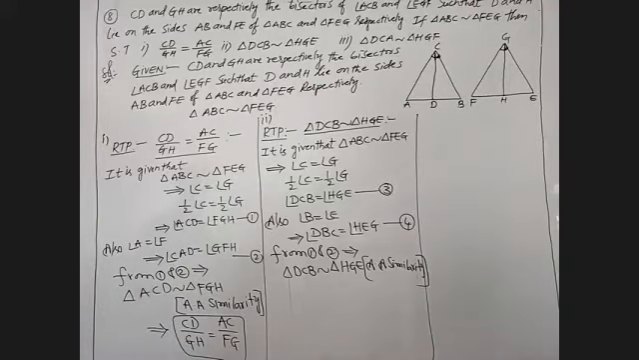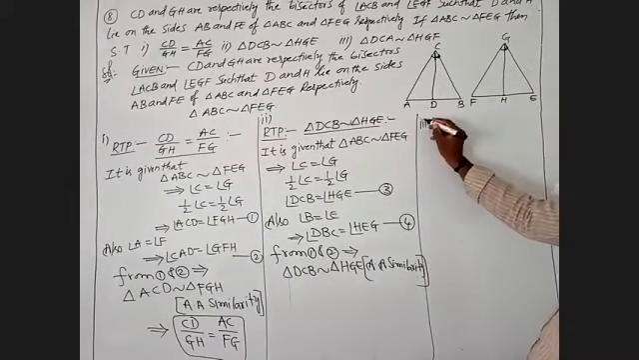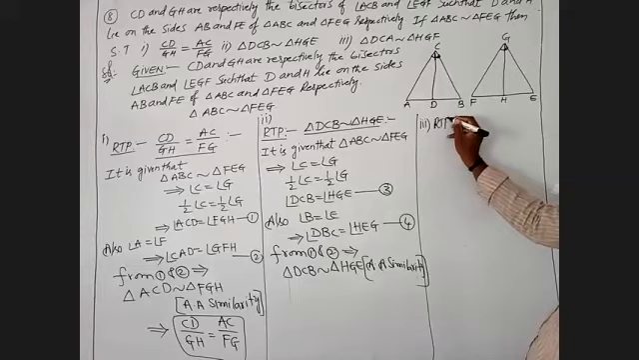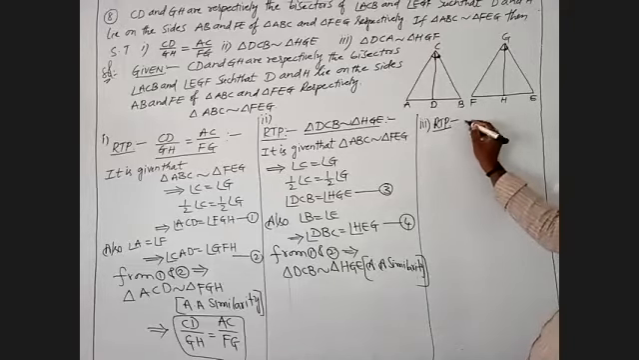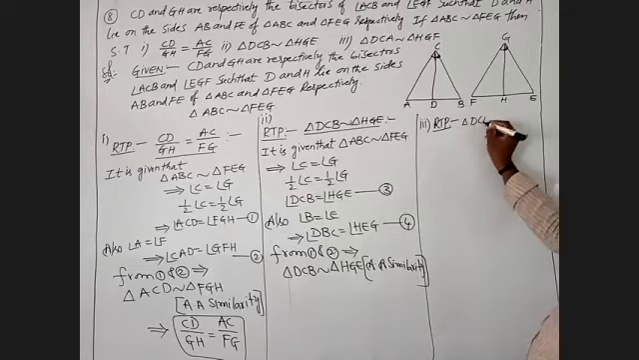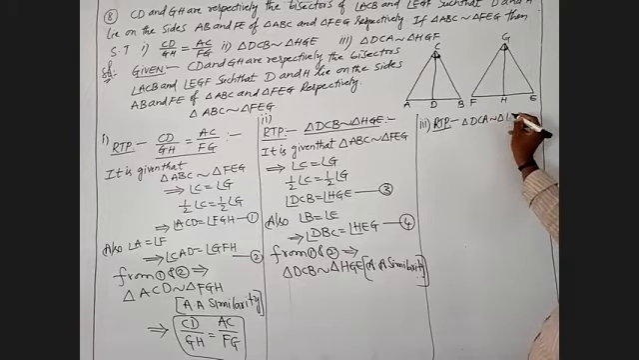Okay, now I am going to the third one. What is the third one? Triangle DCA is similar to triangle HGF. This is the proof of the third one.